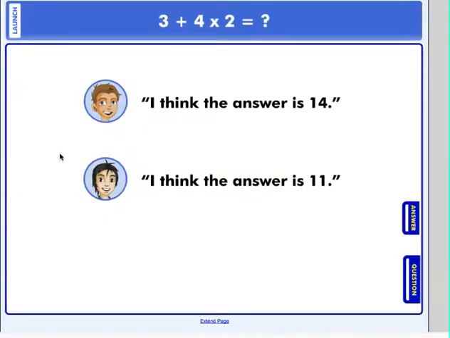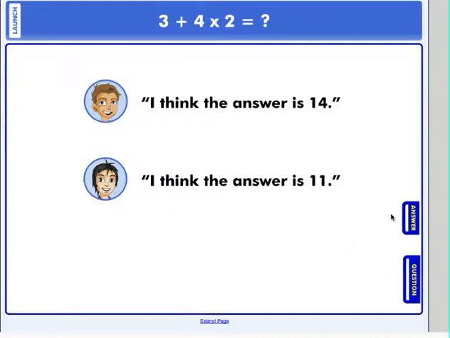Now, sometimes problems can be tricky like that. Let's take this problem for example. 3 plus 4 times 2 equals what? Well, one person might say, I think the answer is 14. And another person might say, I think the answer is 11. It's kind of ambiguous because we don't see any parentheses. So, do we know whether we should do 3 plus 4 first, then multiply by 2? Or should we do 4 times 2 first, and then do 3 plus whatever that is?